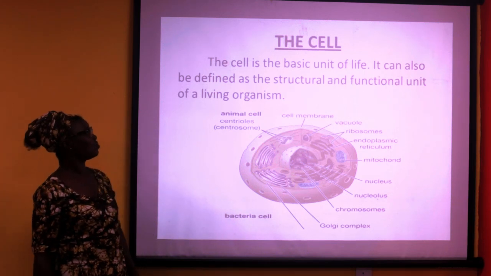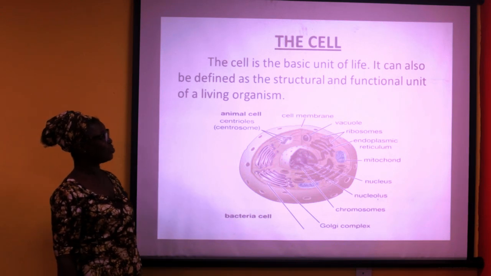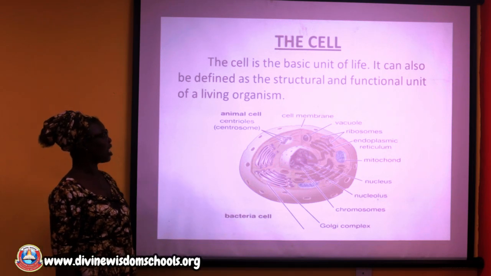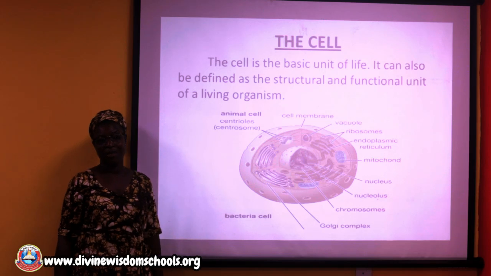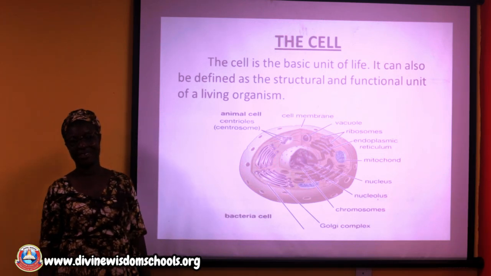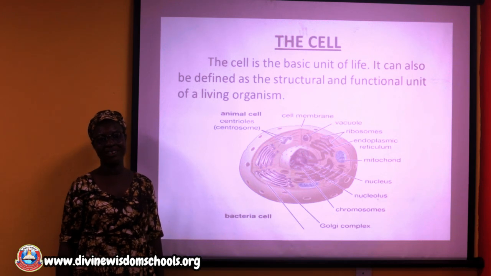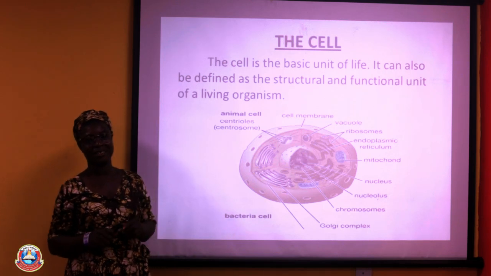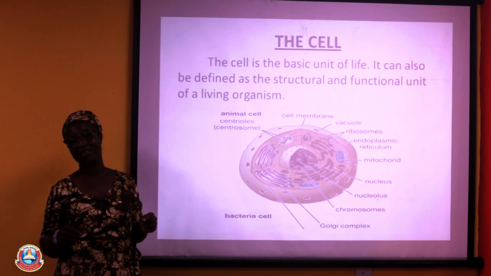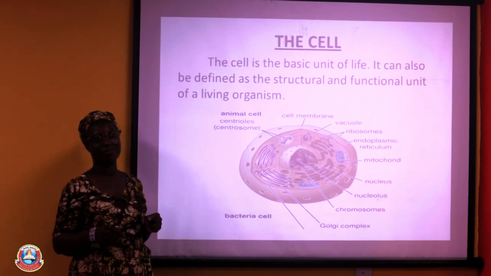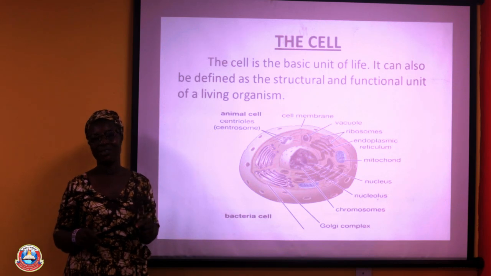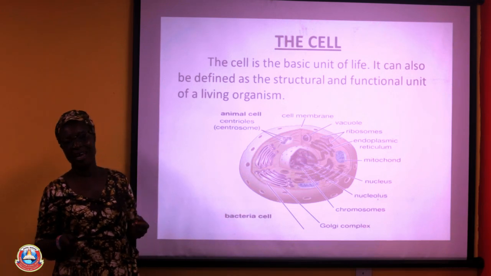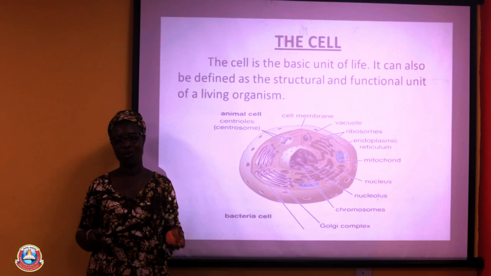So, starting from the definition of cell, the cell is the basic unit of life. It can also be defined as the structural and functional unit of a living organism. What it simply means is that the cell is the smallest or the simplest basic unit of living organism. Why it is defined as the smallest or the simplest basic unit of living organism is because it can carry out life processes. Life processes like respiration, excretion, reproduction, and so on and so forth.